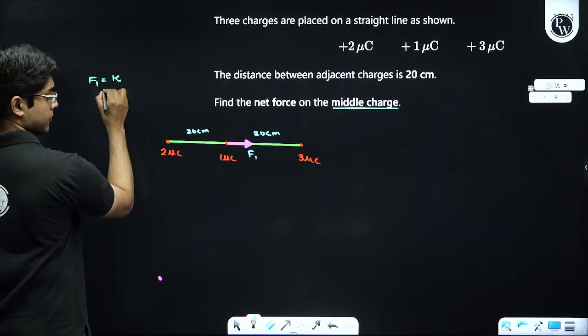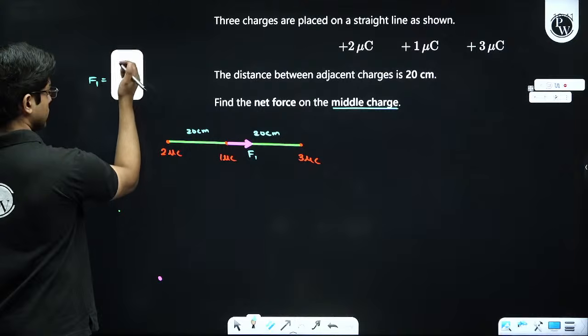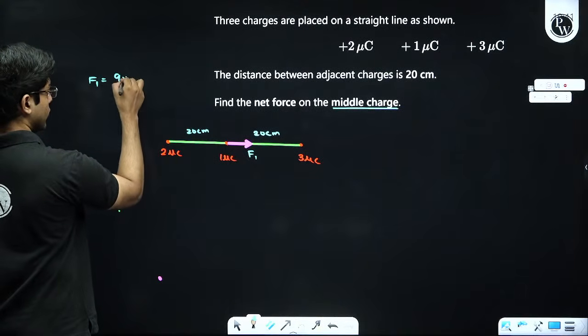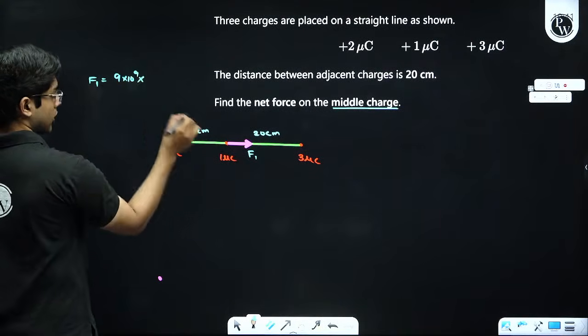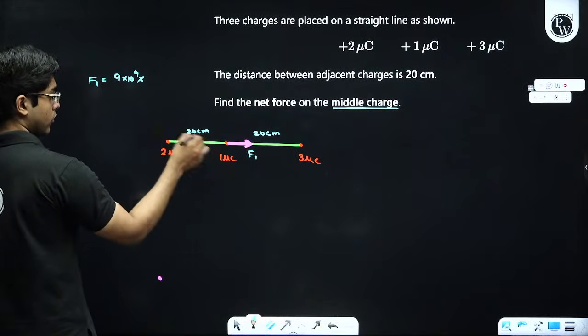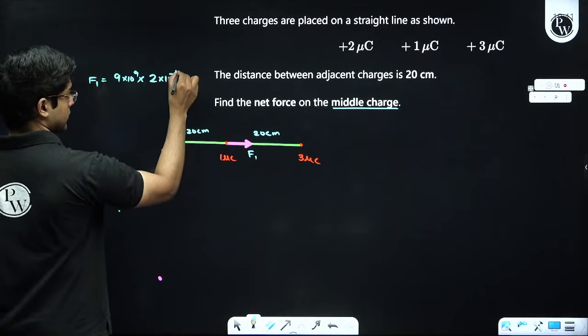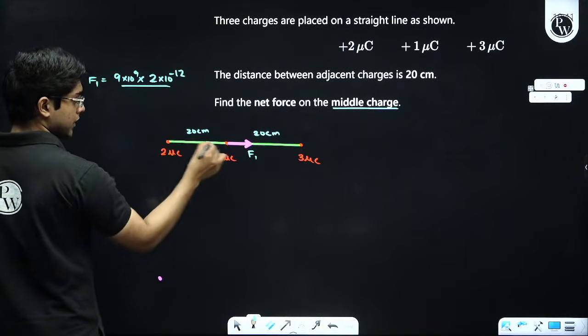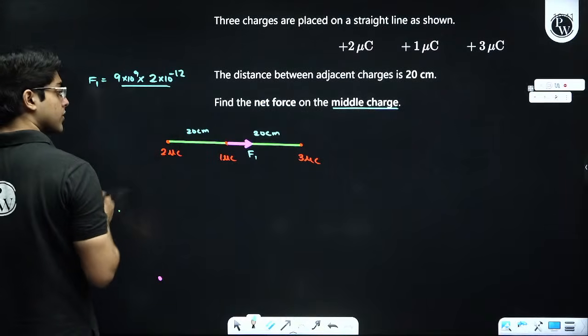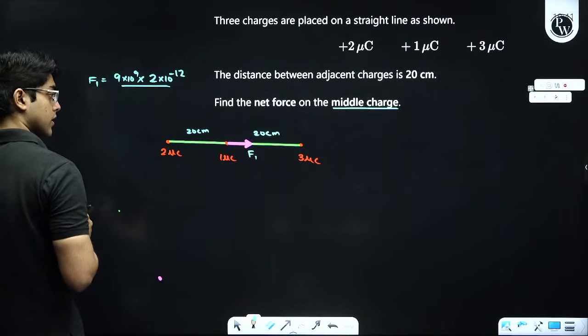Okay, so I'm just going to substitute it. 9 into 10 raised to 9, Q1, Q2. So 1 microcoulomb into 2 microcoulomb, which will be 2 into 10 raised to minus 12, divided by the distance between them, which is 20 centimeter, which is 0.2 meters, right?